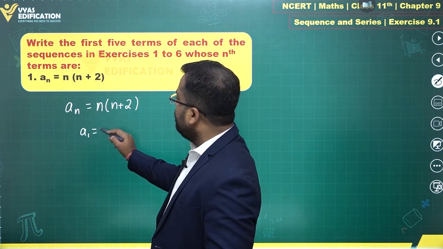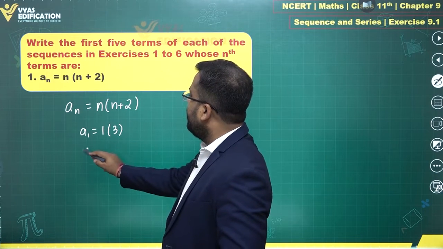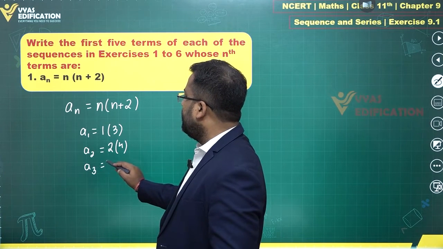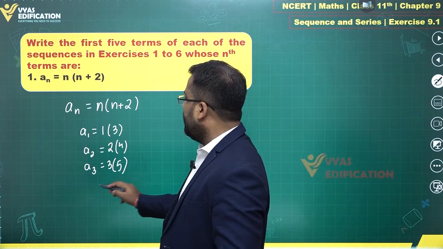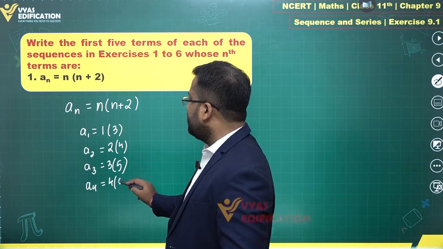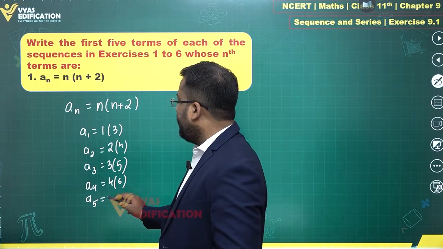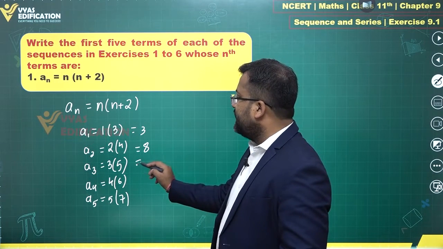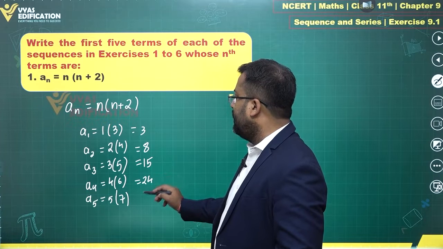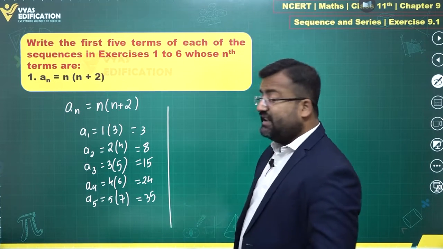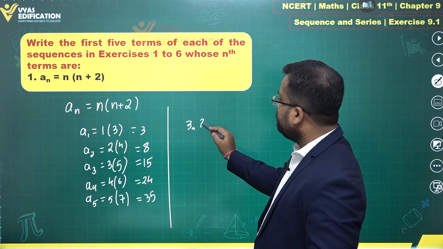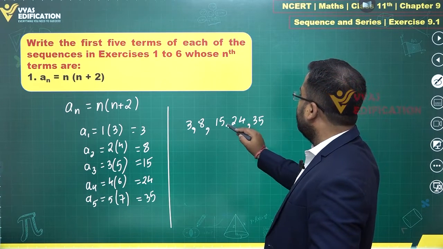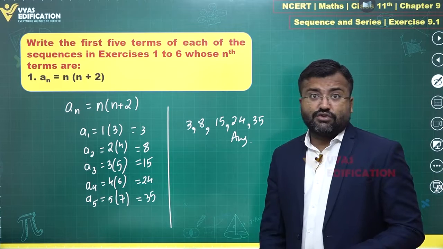A1 will be 1 times, this is 1 plus 2 which is 3. A2 will be 2 times 4. A3 will be 3 times 3 plus 2, 5. A4 will be 4 times 6. A5 will be 5 times 7. Now what are these values? This is 3, this is 8, this here is 15, this here is 24 and this is 35. So the terms of the sequence are 3, 8, 15, 24, 35. That's my required answer for this question. Just very simple, right?